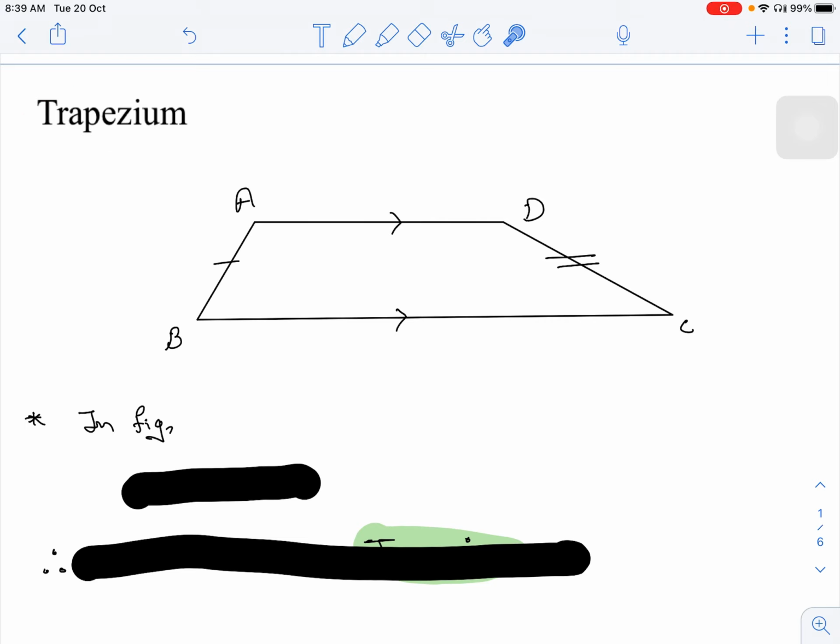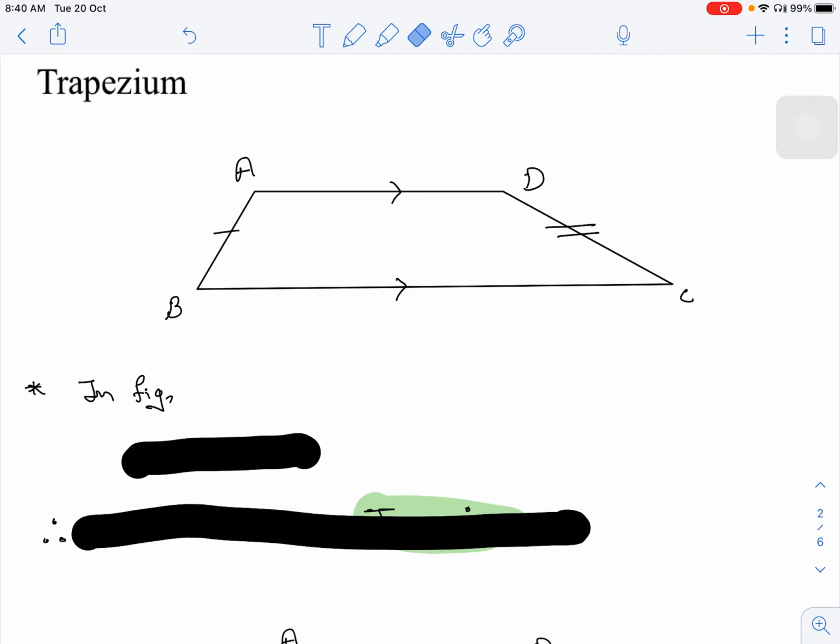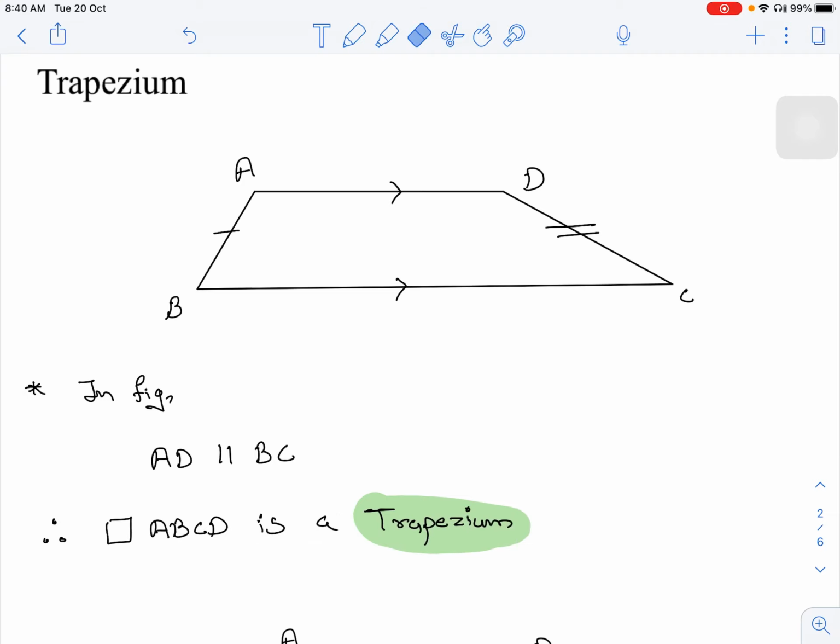Okay, listen once again. What is the condition? That if in a quadrilateral one pair of opposite sides are parallel to each other, then such a quadrilateral is known as a trapezium. Now here in this figure it can be seen that AD is parallel to BC, which is given by this symbol. Okay, so what can we say further? Therefore quadrilateral ABCD is a trapezium.